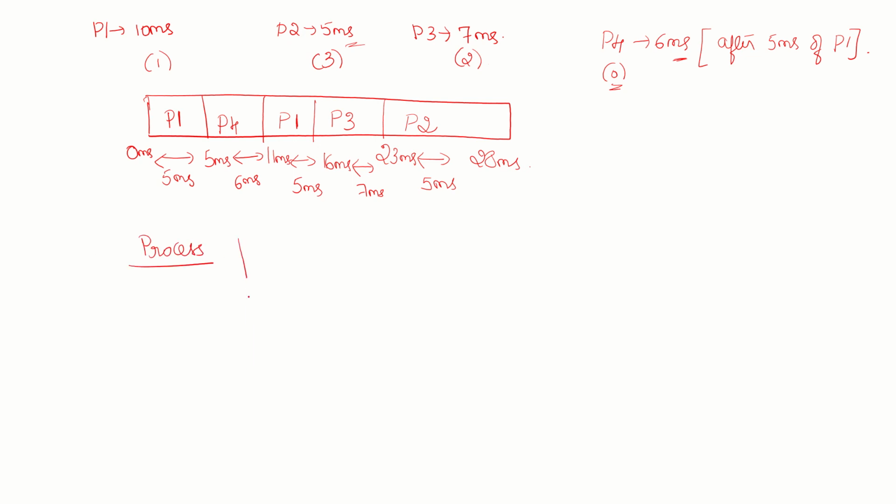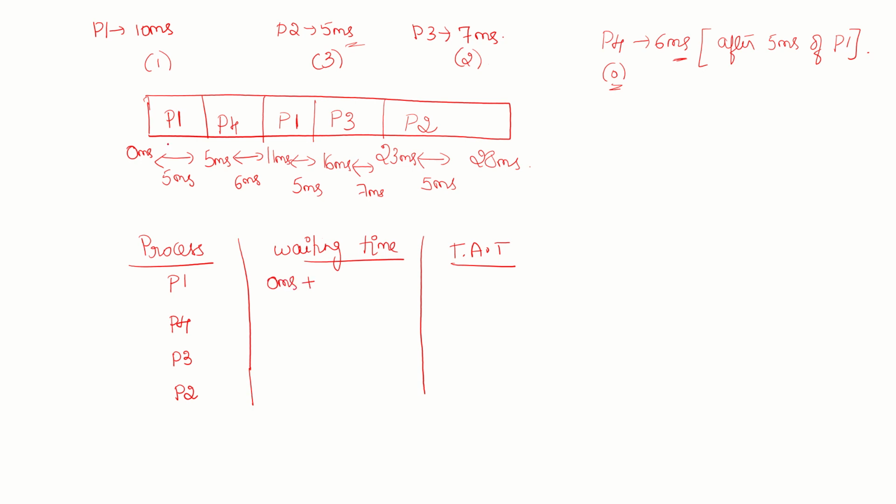Process. This won't change. Waiting time. And then comes turnaround time. So I will write P1, P4, P3, P2. Now P1. At the beginning, it waited for 0 milliseconds. So I have written 0.